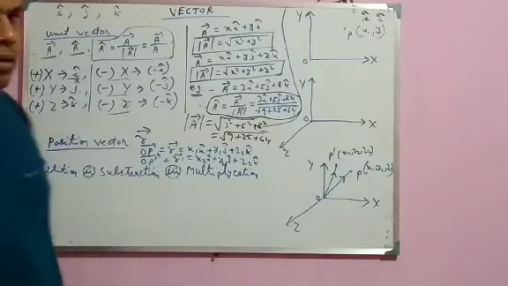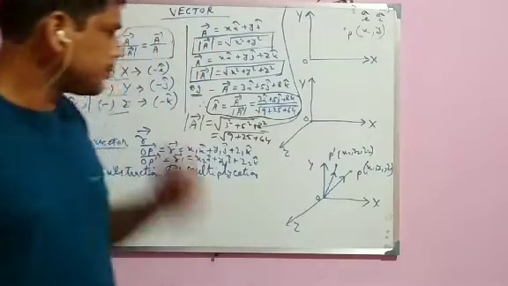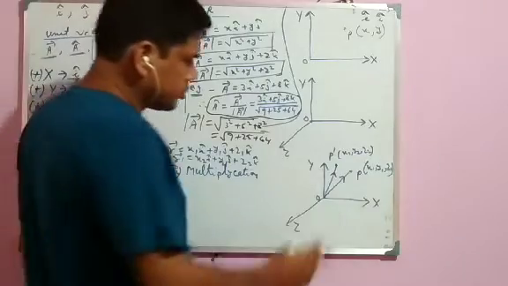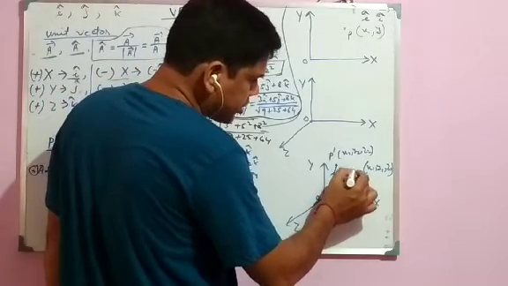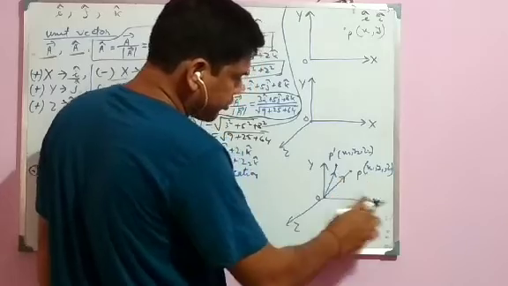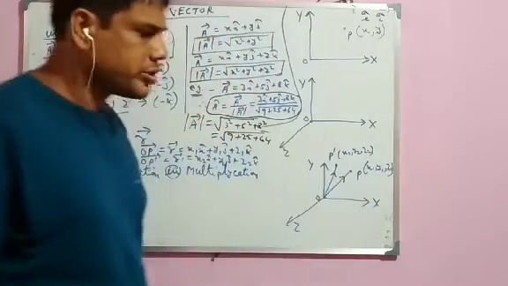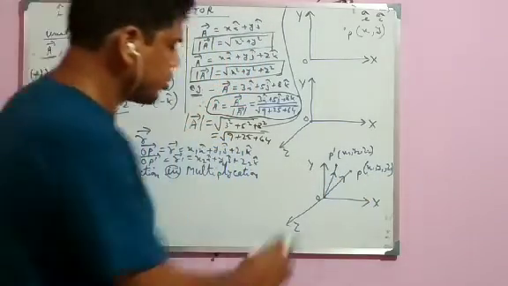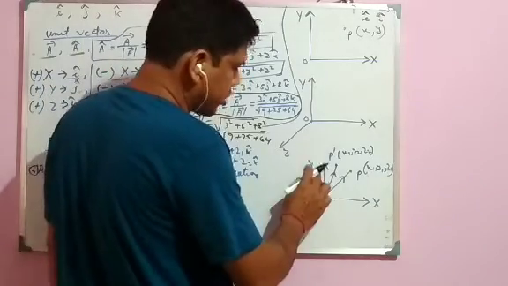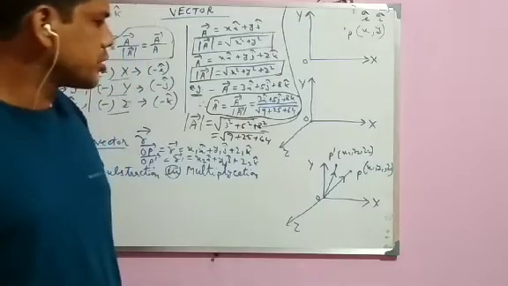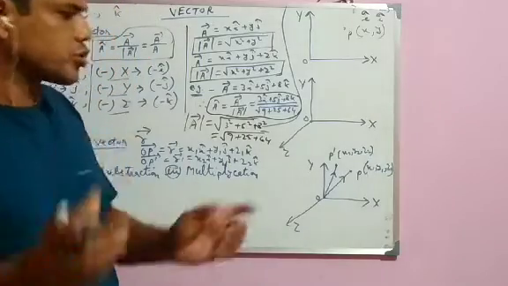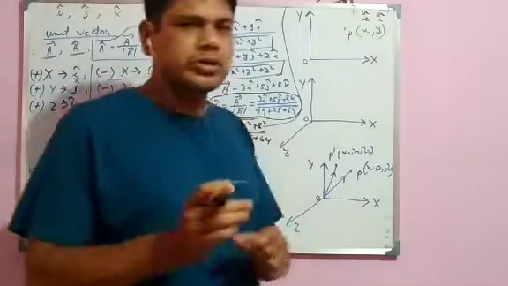Now, next is position vector. First, we are considering one point P situated here at this point. We are considering a 3 coordinate system, or 3 dimensions. O is the origin. This is the positive x-axis, y-axis, and this is the z-axis. We are considering that this point is situated in the first quadrant. In the first quadrant, all the coordinates are positive.